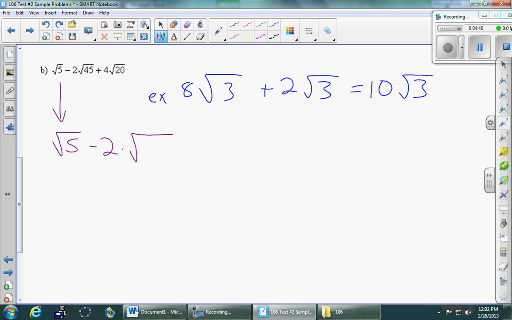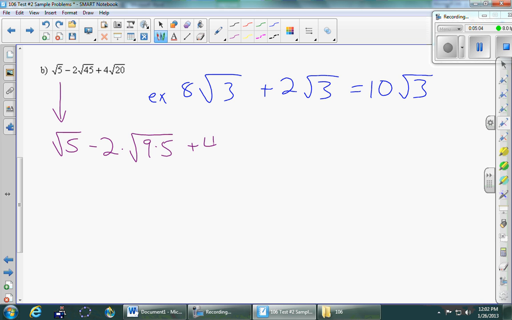45 is not a perfect square, but there is a factor of 45 that's a perfect square. So what is it? What nice number goes into 45? Okay, 15 and 3 go into 45, but neither 15 nor 3 is a nice number. So you're looking for a factor of 45 that's nice. It's a perfect square. What we're looking for is a 9, and then 9 times 5 gives us the 45.